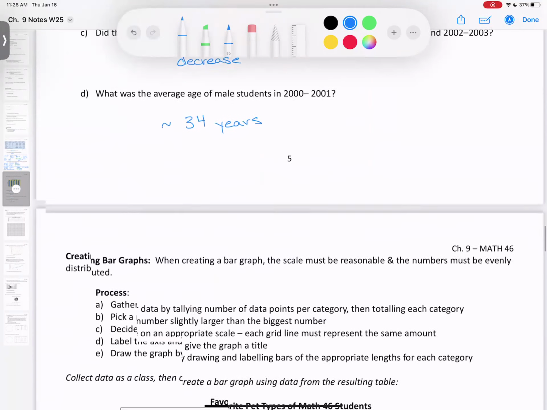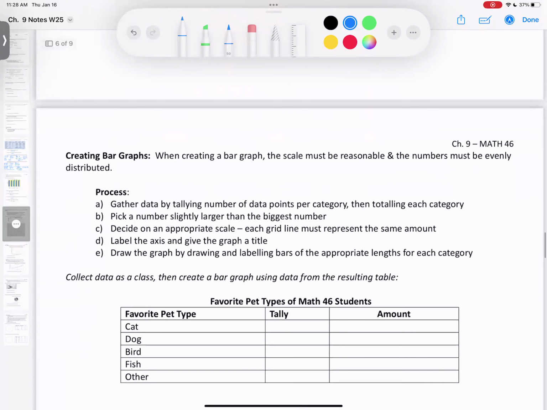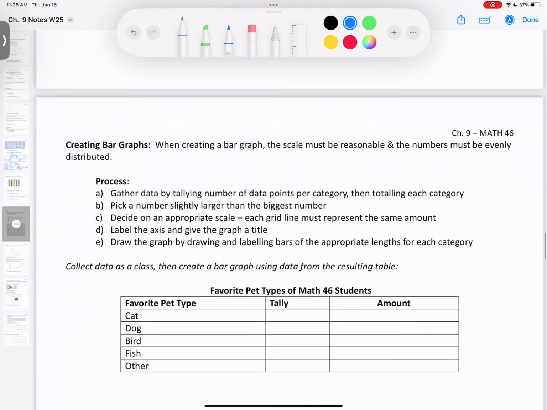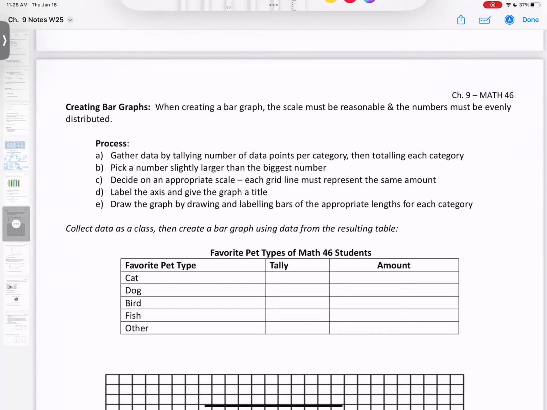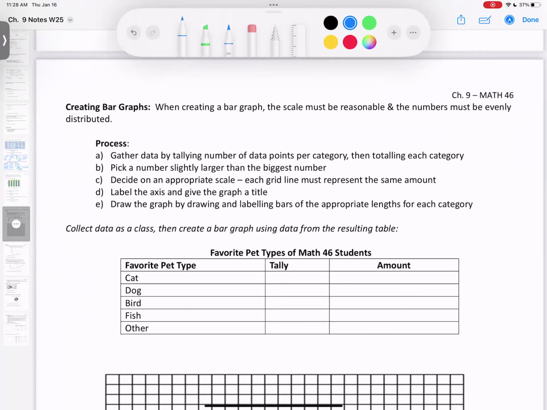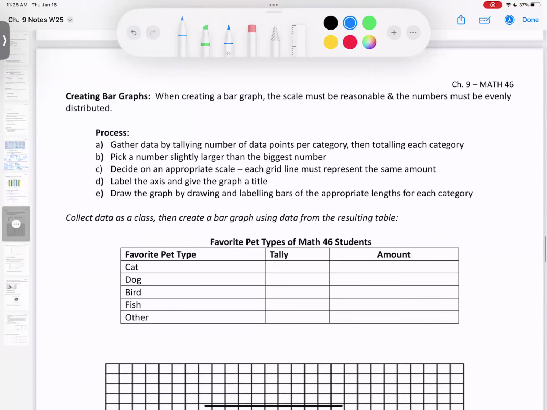Okay, and the last part of this section is to create a bar graph of your own. And so if you were in class, what I would do is have every person decide on their favorite type of pet, and then we would tally those. So I'm just going to make up some data for us. Lots of people like cats. So let's say we had a bunch of cat lovers.